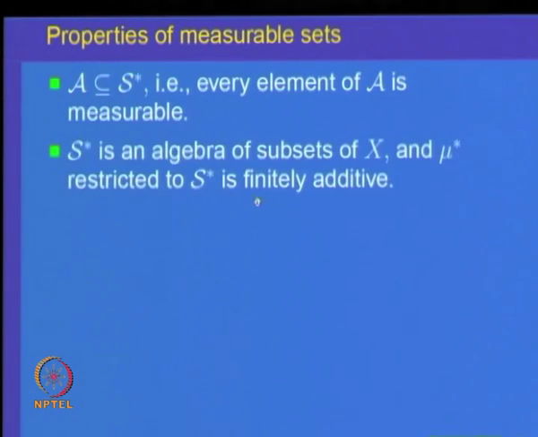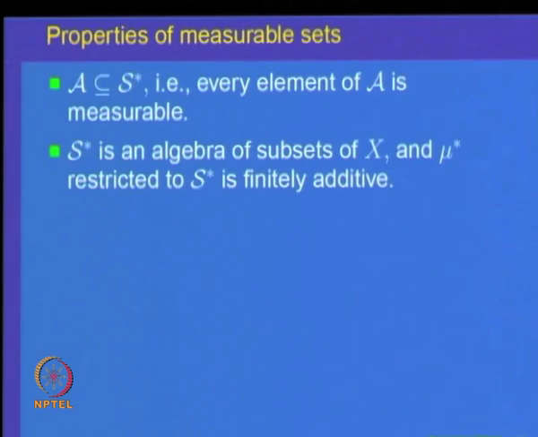The second property that we were looking at was that S star is an algebra of subsets of X and mu star restricted to S star is finitely additive. We had already observed that a set E is measurable if and only if its complement is measurable. So, S star is closed under complements, and we only have to verify that it is closed under unions. That proof we were working out last time, and we had done it. Let us just revise it again, because we are going to need those inequalities.